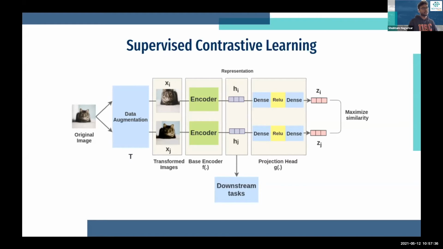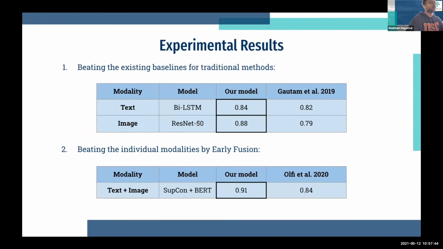And if the two data points belong to different classes, it basically pushes them away from each other so that we have clear distinction and our classification task becomes simple. So let's move on to the results now.